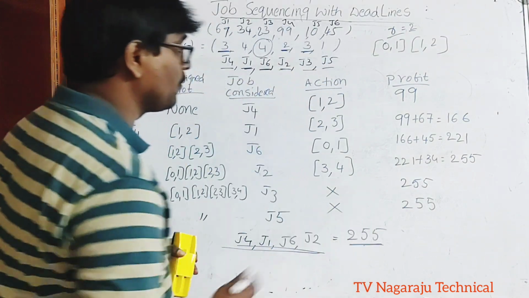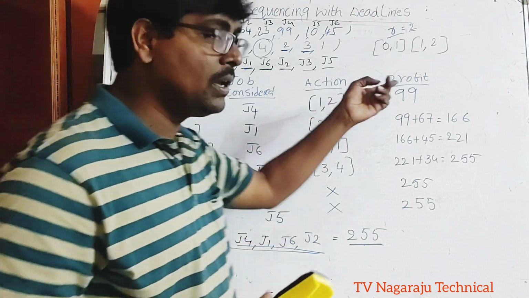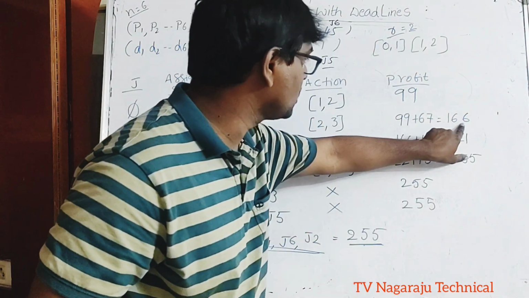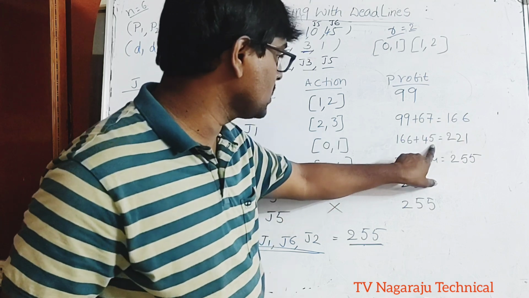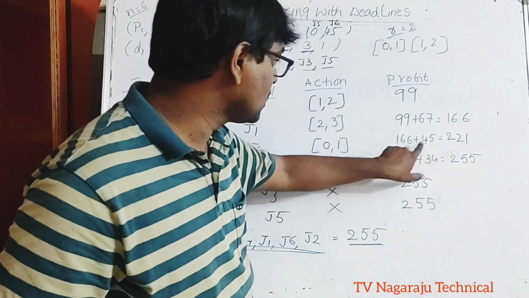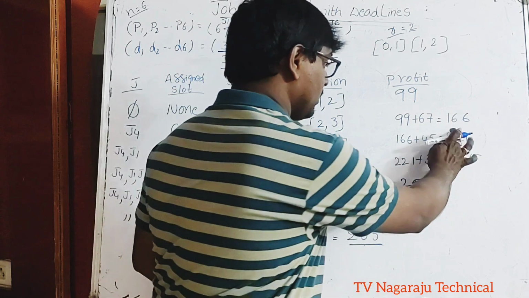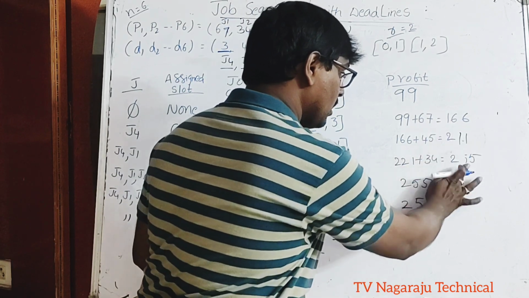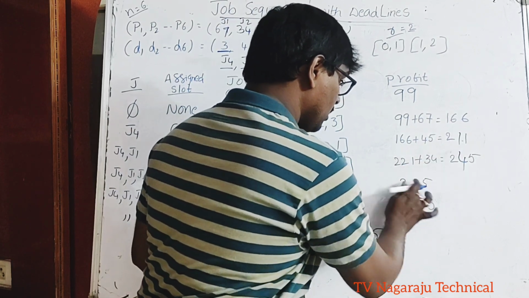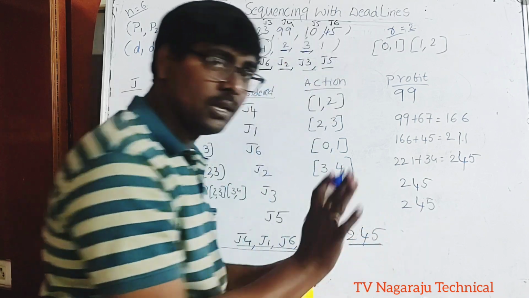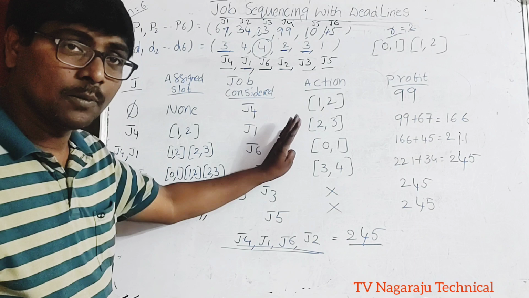You are getting a total profit of 255. Anyway, calculate the addition yourself. Just do the addition. Anyway, ignore the addition, you understand the procedure.